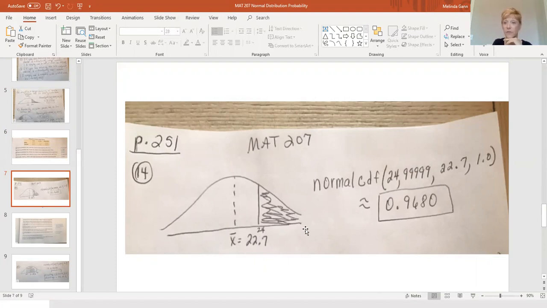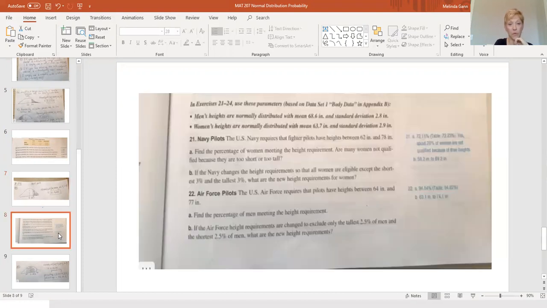So remember, we're going to have to fool the calculator. So normal CDF, 24 is my left endpoint on my shading, a bunch of 9s to fool the calculator for my right endpoint. That's the mean, 22.7 for females, and that's the standard deviation for females. Get all that typed in, hit enter, and there's your probability. See, simple, simple.